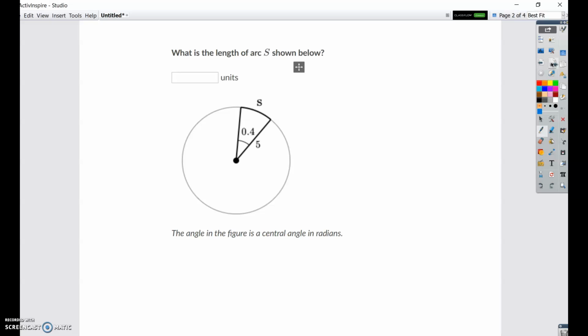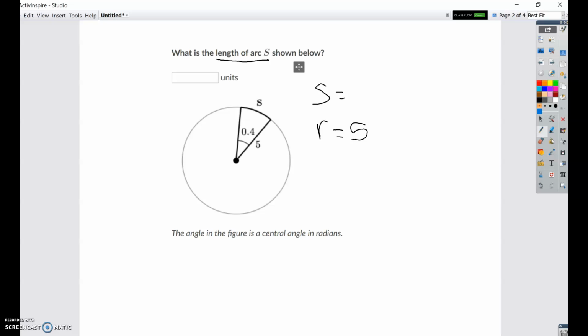So we have a couple things going on here. We have S as our arc length. Okay, arc length S, and we have our radius, which is 5. So S we don't know. Our radius is 5, and it's just 5 units. We don't exactly know if it's centimeters or inches or whatever, but that doesn't matter.